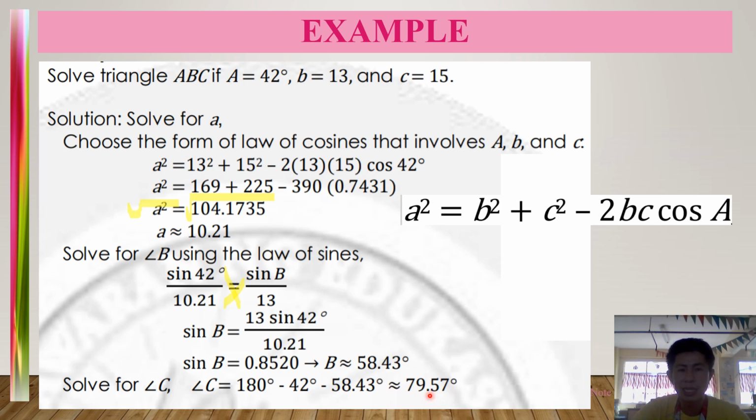Kaya nakuha na natin. Alam na natin yung angle A, 42, angle B, 58.43, angle C, 79.57. Kompleto na tayo sa angle. How about sa side? Side A, 10.21, side B, 13, side C, 15. Okay, so complete na din tayo. So that is all for the computation of finding the missing parts of an oblique triangle, applying the law of sine and the law of cosine.